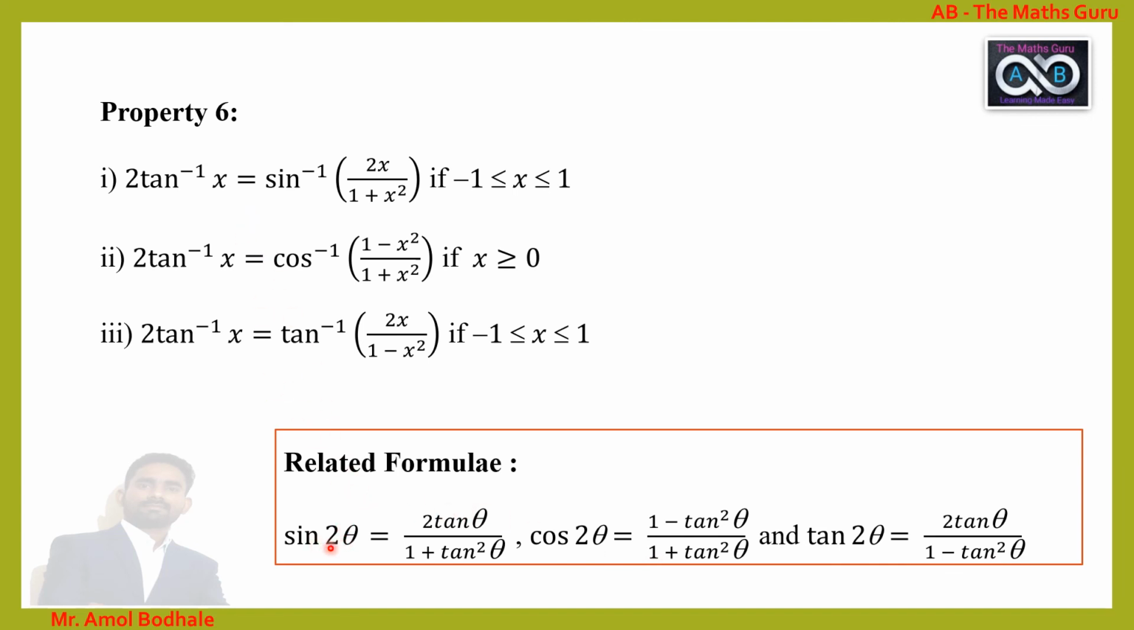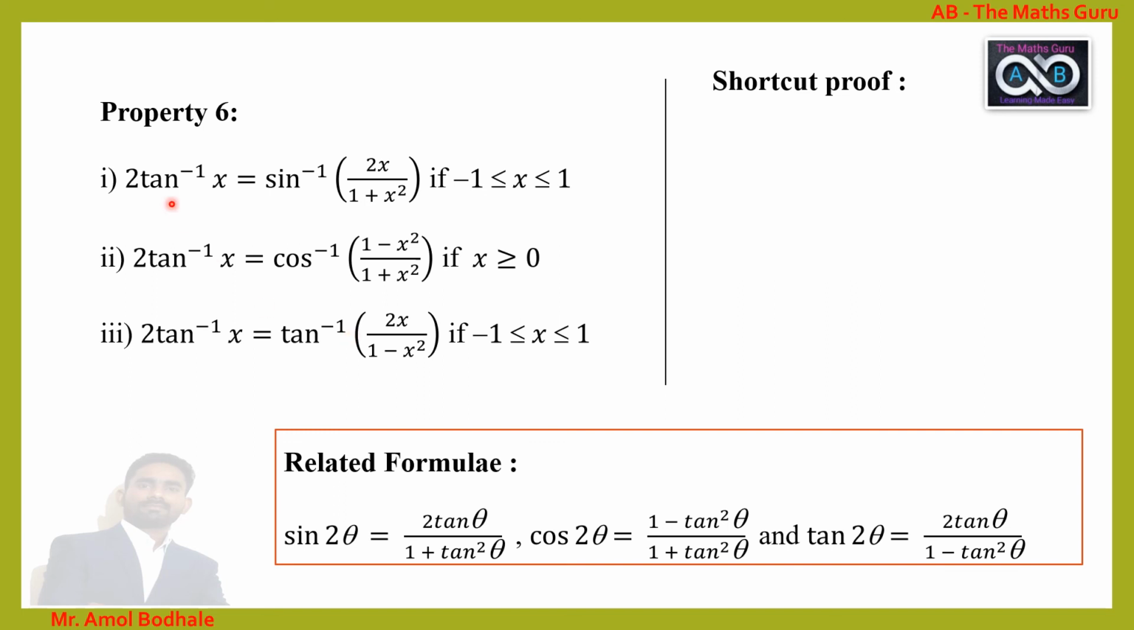So here we can see sin 2 theta equal to 2 tan theta upon 1 plus tan square theta. So instead of tan theta, if we put x, we'll get 2x upon 1 plus x square, and instead of theta we can write tan inverse of x. So we'll get 2 times tan inverse of x equal to sin inverse of 2x upon 1 plus x square. So using this formula we can remember these properties.